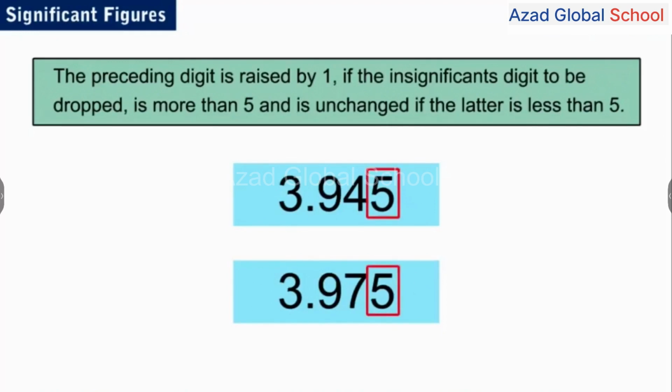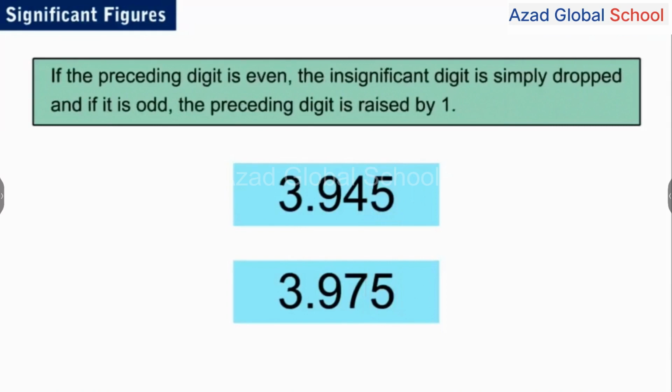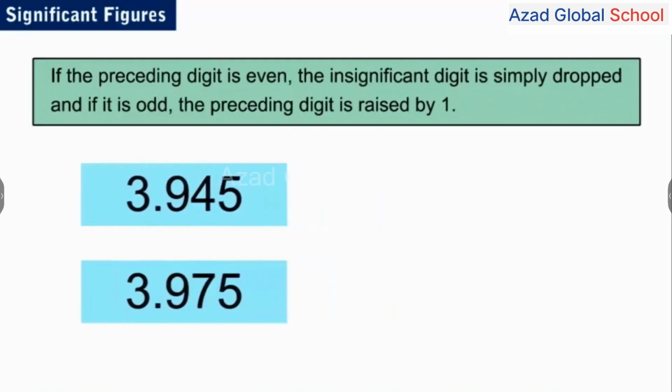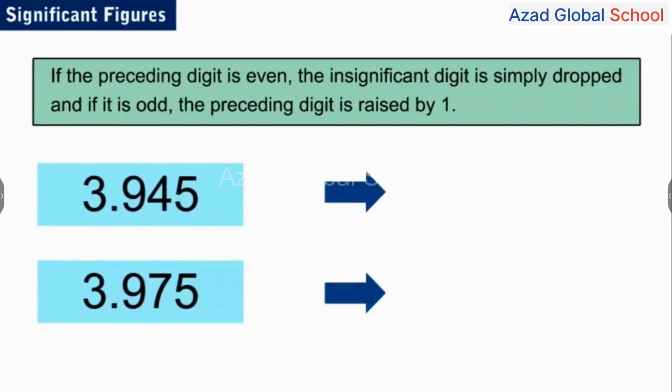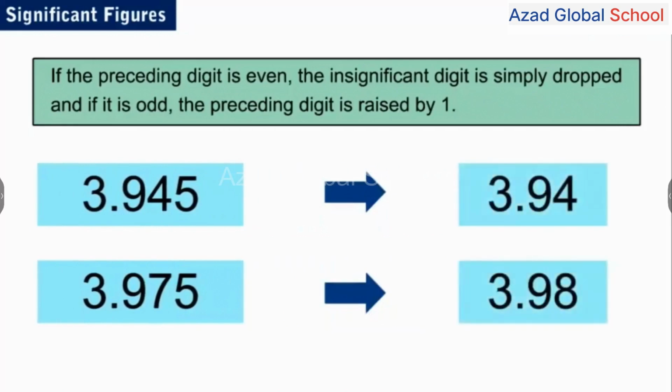To do this, we have another convention which states that if the preceding digit is even, the insignificant digit is simply dropped, and if it is odd, the preceding digit is raised by 1. Thus the answers are 3.94 and 3.98 for the rounded off numbers as shown.